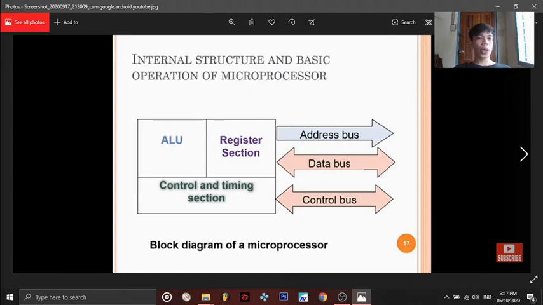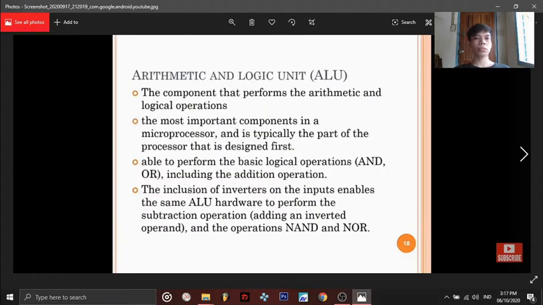Internal structure and basic operation of a microprocessor. So ALU, register section, address bus, data bus, control and timing section, block diagram of microprocessor. Arithmetic and logic unit, ALU. The component that performs the arithmetic and logic operations, the most important component of the microprocessor, is typically the part of the processor that is designed first, able to perform the basic logical operations AND, OR, including additional operations.